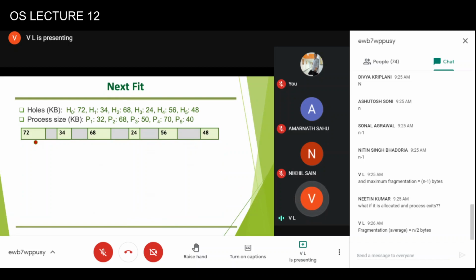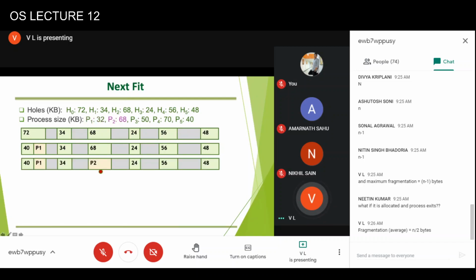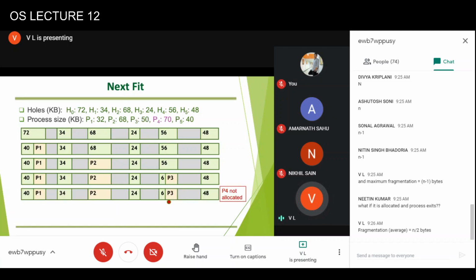Let's go to the next fit. So right now the pointer, this shows the pointer. Pointer is at 72. So the first process comes, gets allocated. So pointer will get advanced. 68, the pointer is at this point. 50, then 70. 70 cannot be allocated. And 40, this will be allocated. So this will be the situation in the next fit.